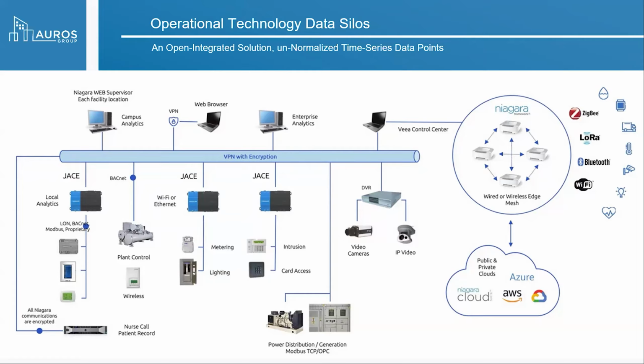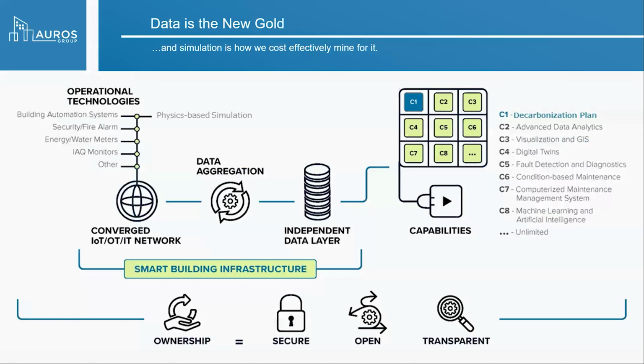So instead of looking at chaos like this in terms of how buildings are managed, we prefer to look at it like this because it's a lot easier. There are 5 major systems for smart building infrastructure in a building. And they're pretty straightforward and simple. We don't have to look at the chaos of how the sausage is made. We only have to know that the operational technologies exist.